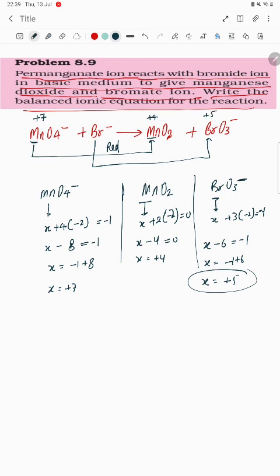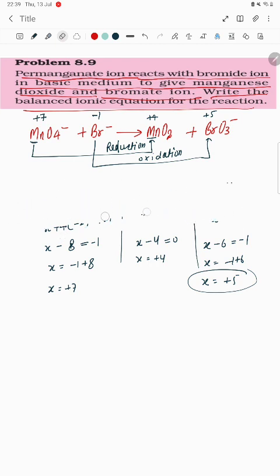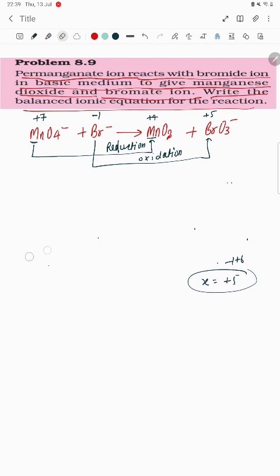So these are the oxidation numbers. Here minus 1 to plus 5, that is an increase student. Now positive charge increase means oxidation and positive charge decrease means reduction. So this is the process you got to know student. This is the very first step we understood, that is which reaction is going to be oxidation and which reaction is going to be reduction.